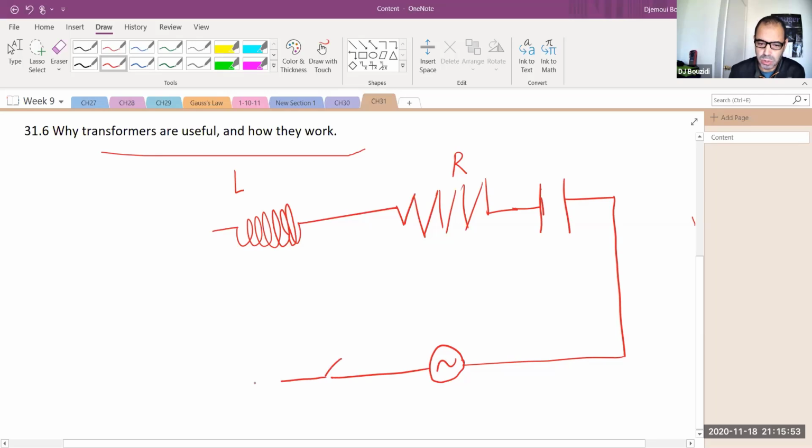Usually, for good measure, we have a switch in here, because we want to control the problem. So we want to throw the switch on at t equal to 0. And at t equal to 0, I'm requiring that there is no current, okay? And I'm requiring also there was no charge.